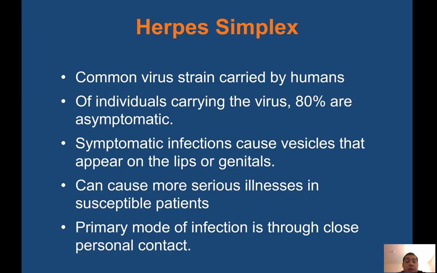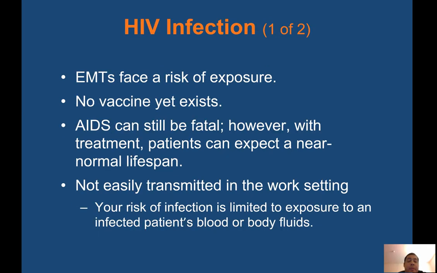So Herpes Simplex, common virus strain carried by humans. Of individuals carrying the virus, 80% are asymptomatic. So what does asymptomatic mean? So A is going to be without. So without symptoms. Symptomatic infections cause vesicles that appear on the lips or genitals. Can cause more serious illnesses in susceptible patients. Primary mode of infection is through close personal contact.